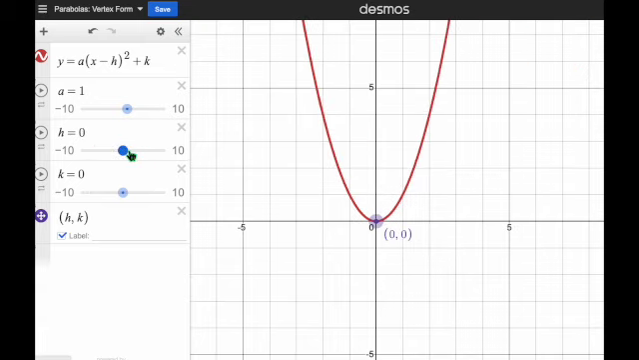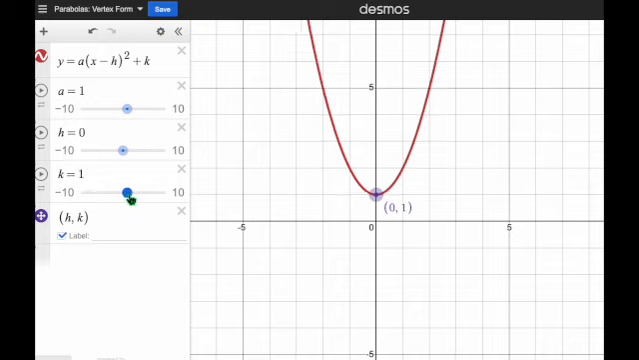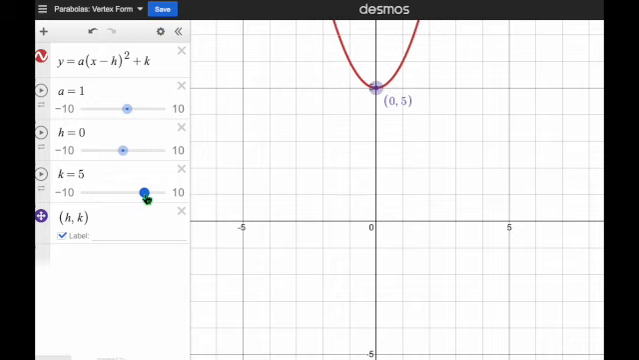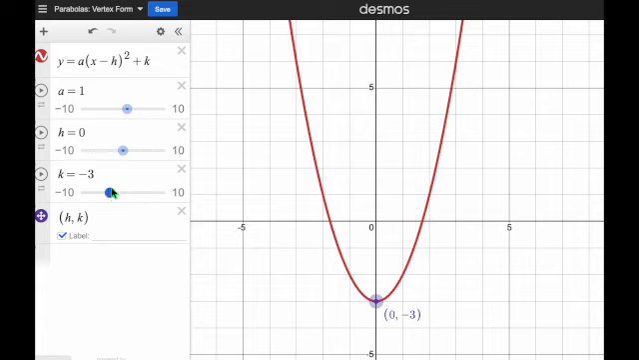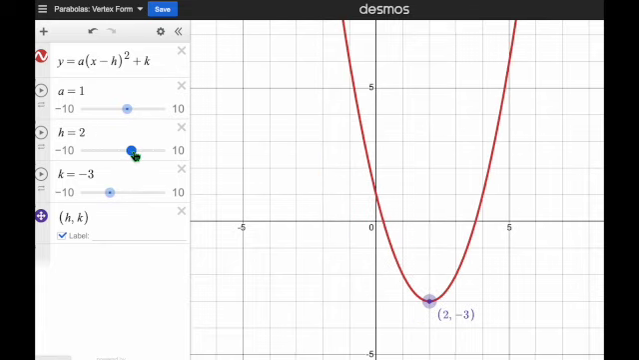Let's take a look at k. I'm going to go ahead and move it back to 0 here. If I take k and increase it, you'll notice it takes our vertex and moves it up, and if I decrease it, it moves it down. So I'm going to go ahead and make h into 2 and k into negative 3, and you'll notice, wow, that's actually our vertex.